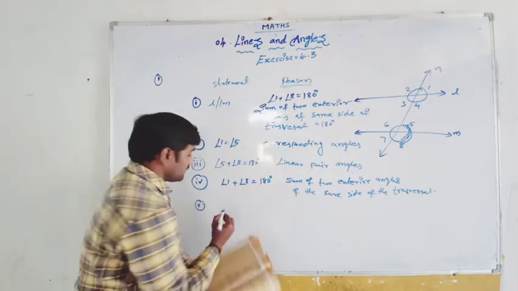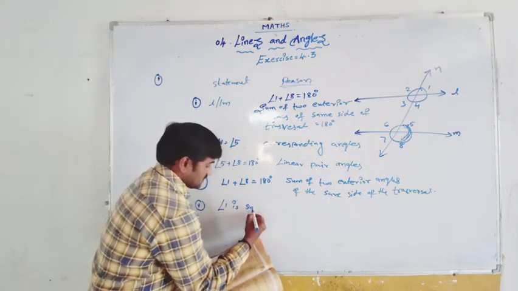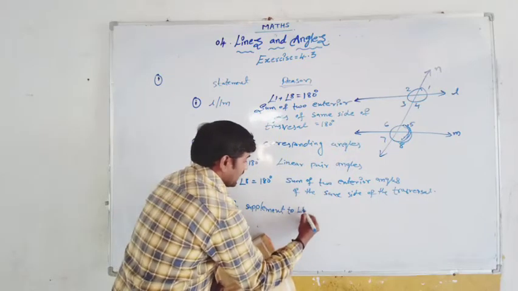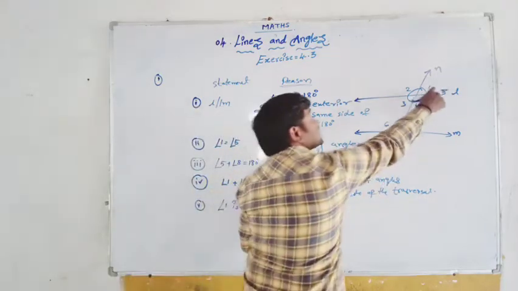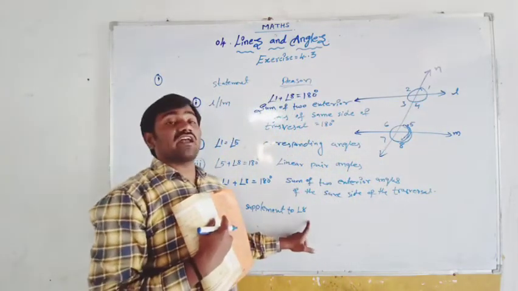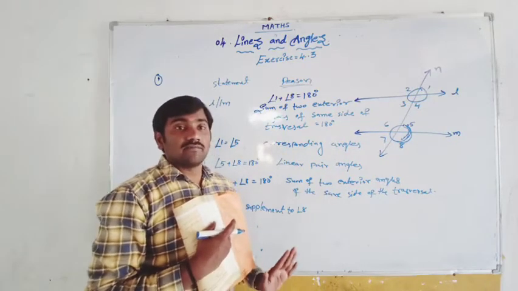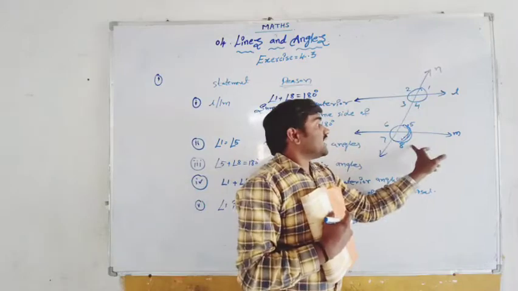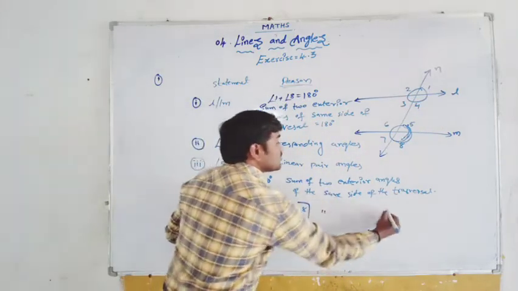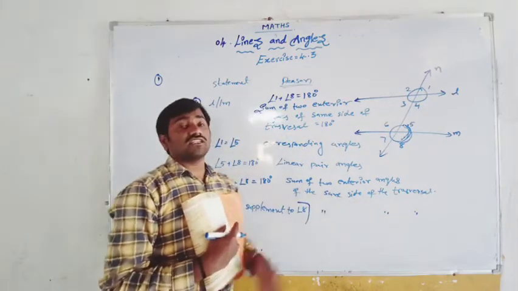Then the fifth question here, angle 1 is supplementary to angle 8. So angle 1 is a supplementary angle of angle 8 itself. That means angle 1 plus angle 8 equals 180 degrees. And the same reason comes again: the sum of two exterior angles of the same side of the transversal is 180 degrees.